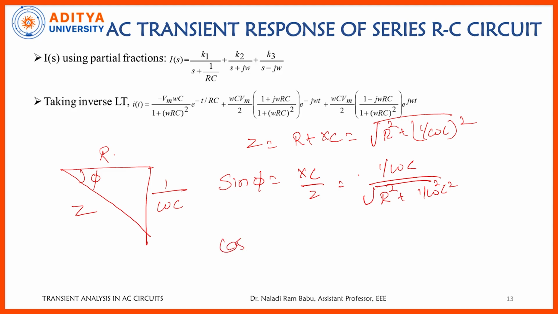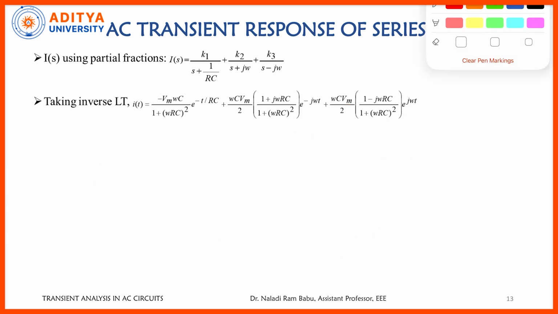Similarly, cos phi is R by Z, which is nothing but R by the square root of R square plus 1 by omega square C square. If you see this expression, it is completely in the form of omega RC. So now I am converting this into 1 by omega C, keeping the omega C in the lower part. Now I am simplifying it further, and after simplifying, I will be substituting this sin phi and cos phi in this term. So now see here how I am doing this part.